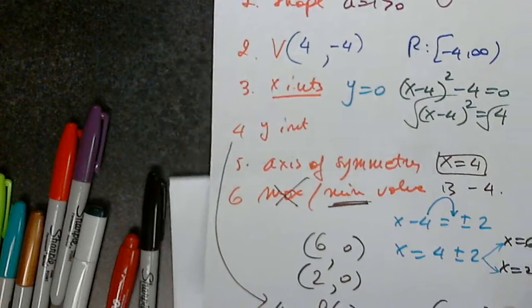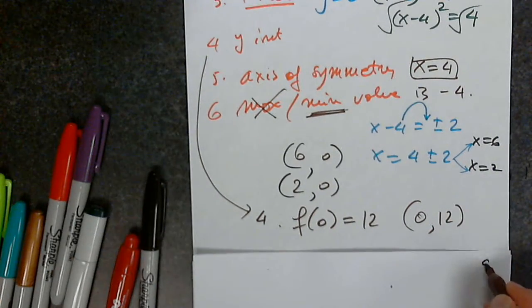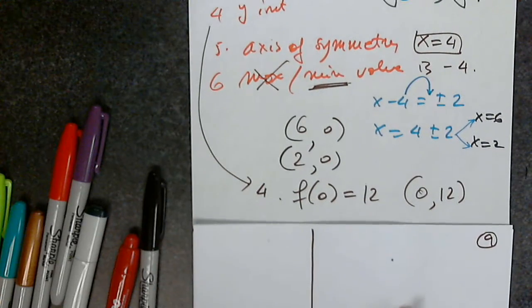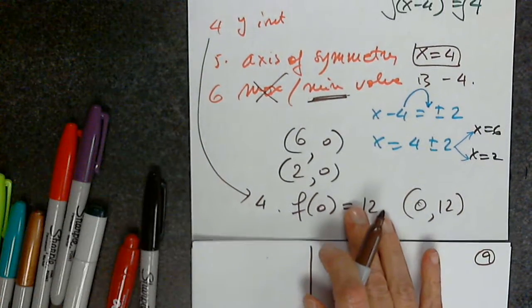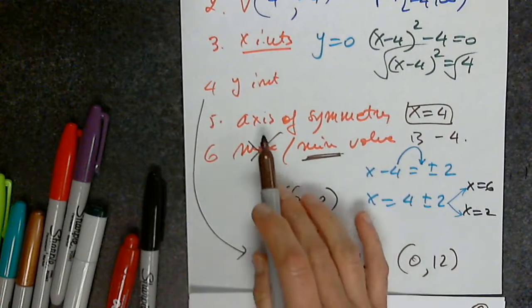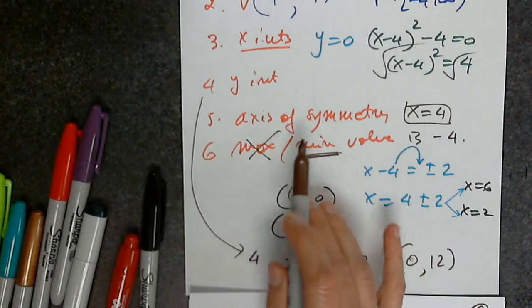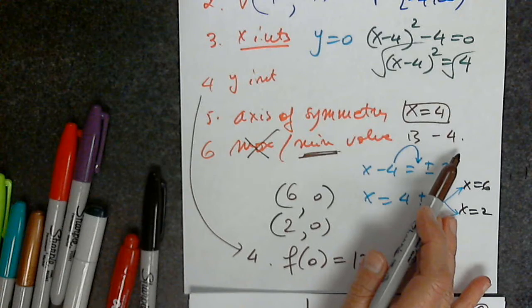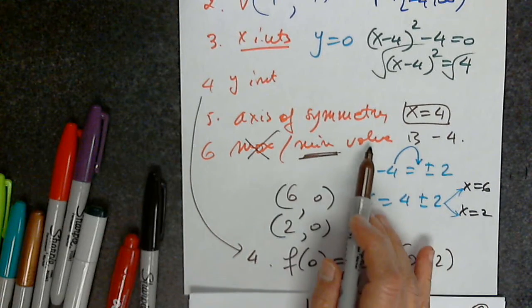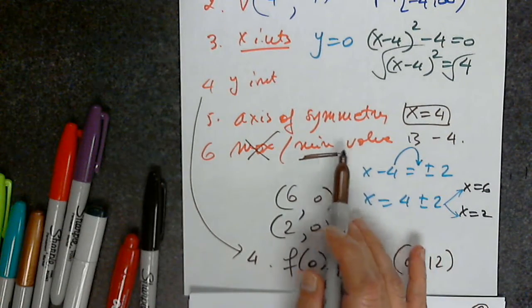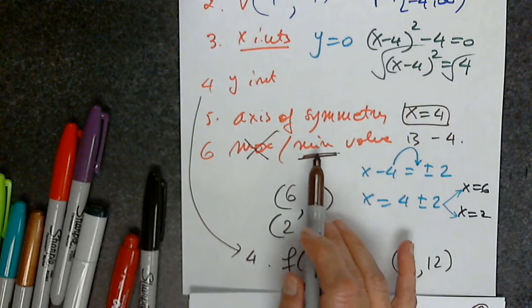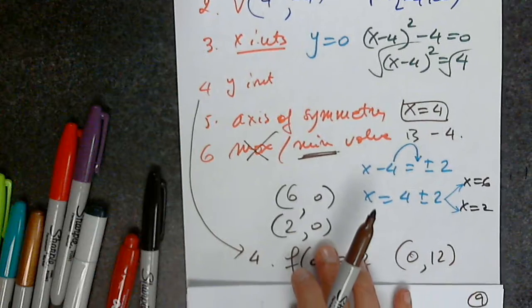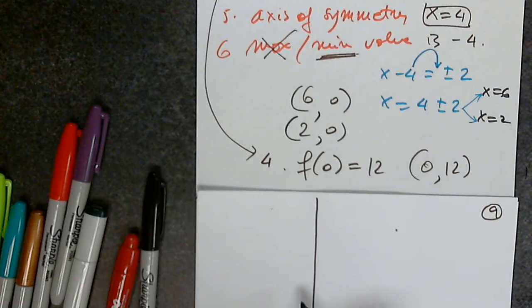We have all the information we need in order to graph this function. Ready? The axis of symmetry. Minimum value is negative 4. Minimum value, there is no max. There is a minimum. It's either max or minimum, but you cannot have both. So it's minimum. The minimum value is negative 4. So let's graph this function.